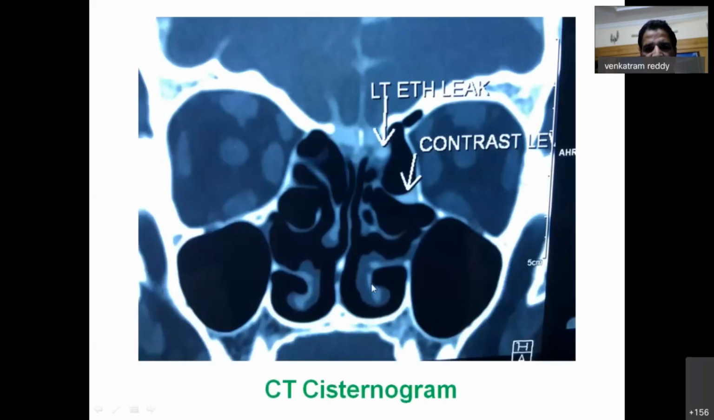Now, showing some pictures of my own cases, you can see this is a CT cisternogram where you can see the dye here. There is an ethmoidal leak here, and the contrast is trickling into the ethmoid cavity.